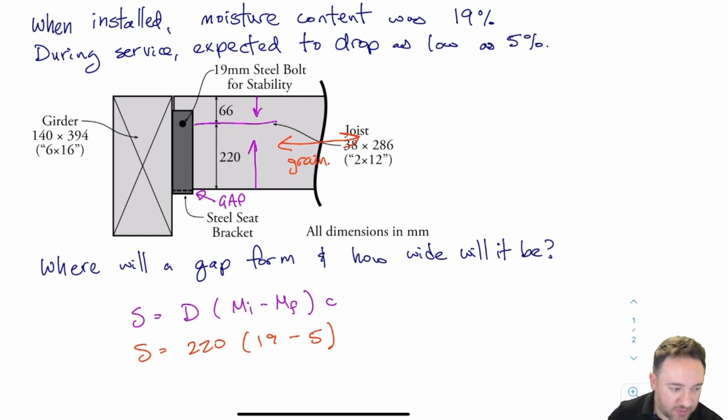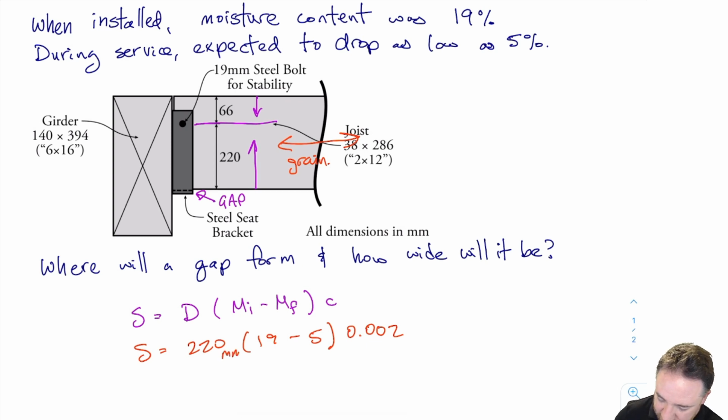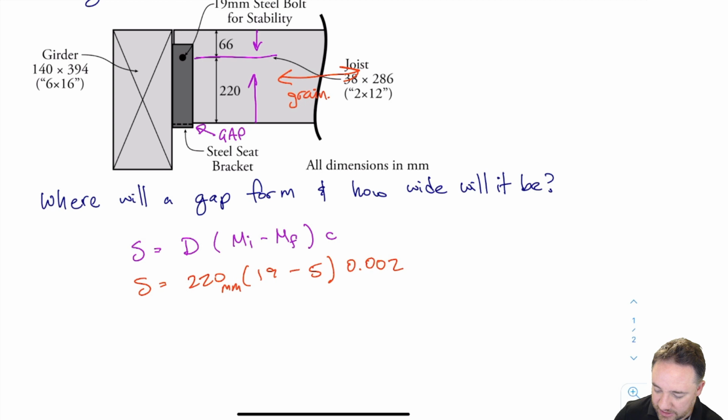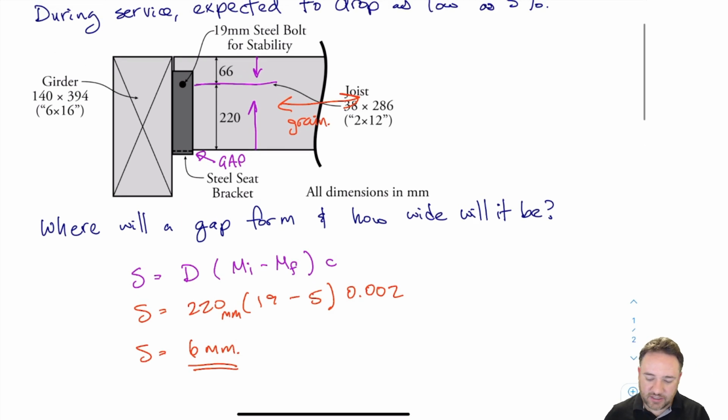Since we're talking about perpendicular to grain, my C is 0.002, and don't forget that this 220 is in millimeters. And 0.002 is percent per percent, basically. And 19 minus 5 is also percent. So these don't actually have units associated with them. So S is going to equal 6 millimeters if I calculate that out. And that's my final answer. So what's going to be left at the gap is a 6 millimeter gap.